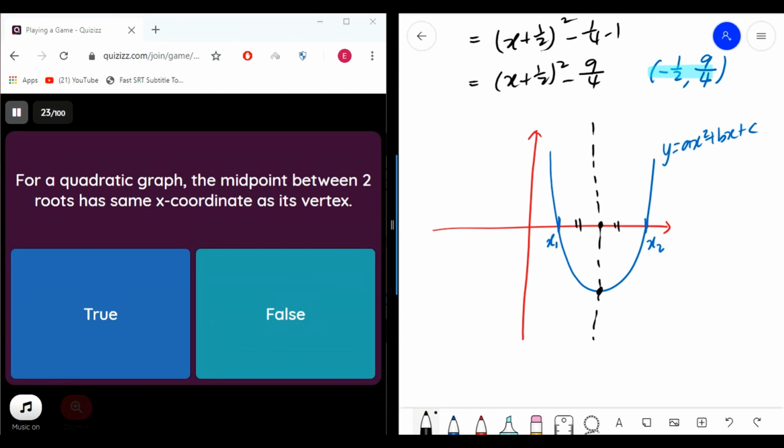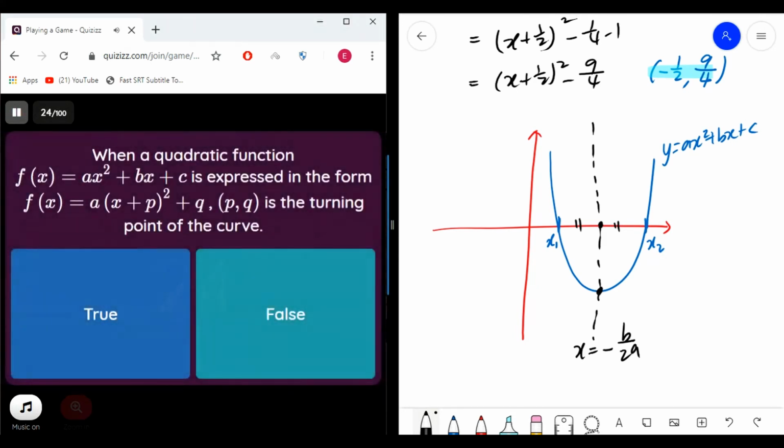By the way, you can get this x coordinate easily by using x equals to negative b over 2a. You can watch my videos in quadratic series. I actually explain why in that video. Okay, it's actually another long story. Never mind. This statement is true.